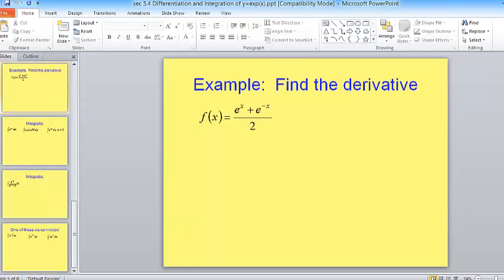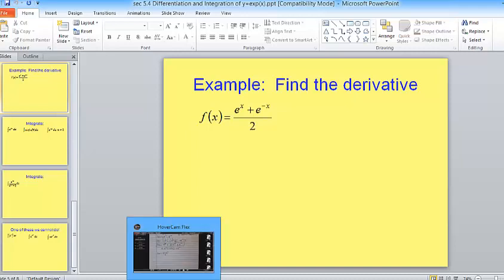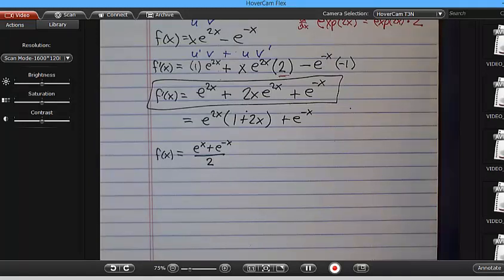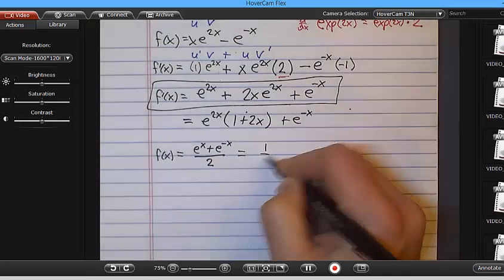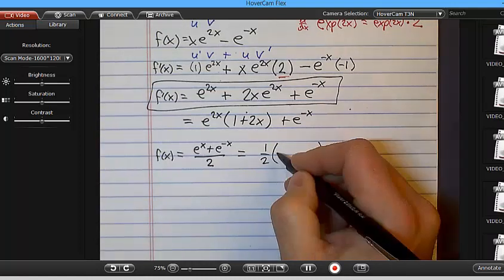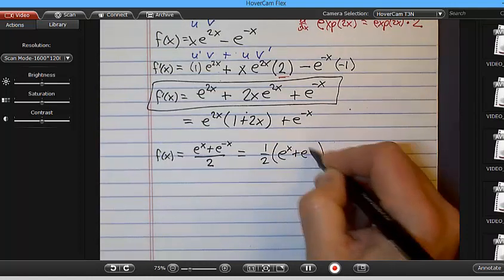Well, examples. Here we go. Oh, this is one of my favorites. F of x equals e to the x plus e to the negative x over 2. Okay. So we'll let you guys try to find the derivative of that. Oh, please don't use the quotient rule. Don't. That's the hard way to do it. You could, but I think the easier way to do this is to think of this as 1/2 of e to the x plus e to the negative x.